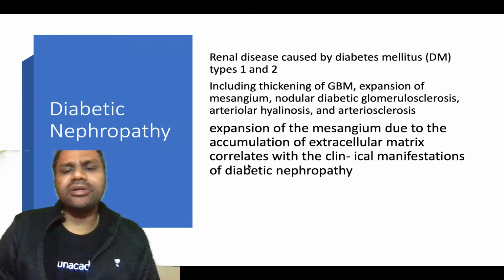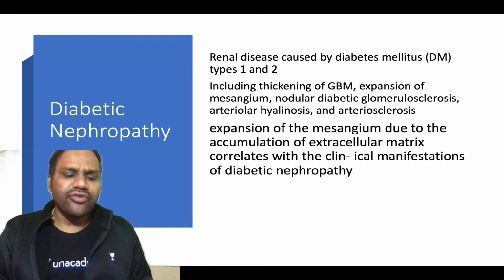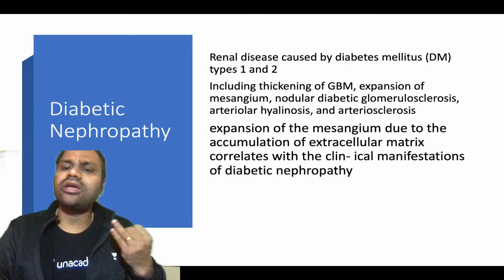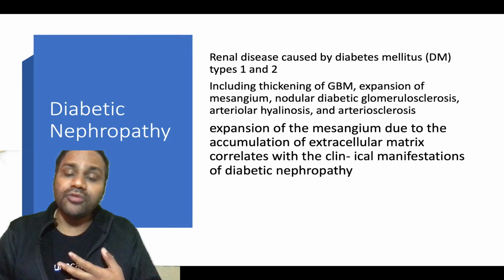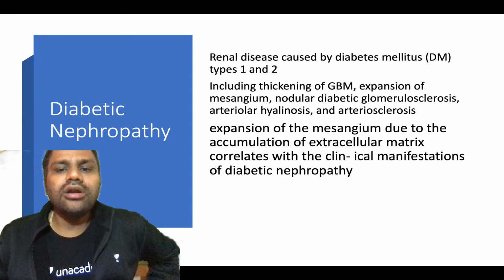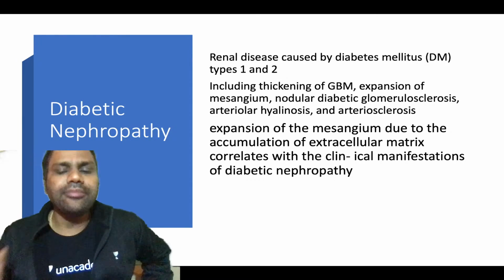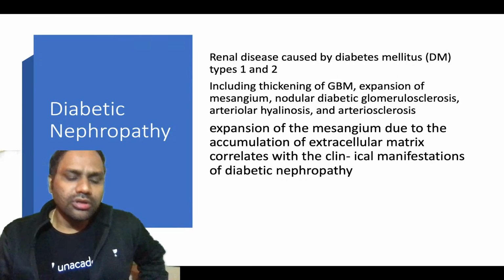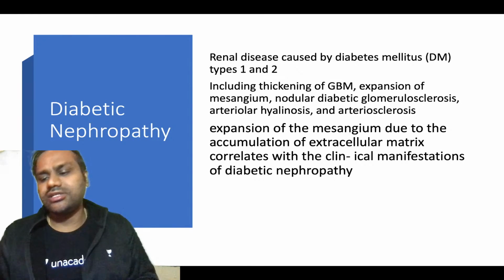Now, this completes our pauci-immune glomerulonephritis. We have already done other IgA nephropathy, minimal change disease, membranoproliferative glomerulonephritis, and even lupus. Mostly type 2 we have already done, so I am not including type 2 here. Now another important thing you need to know is diabetic nephropathy.